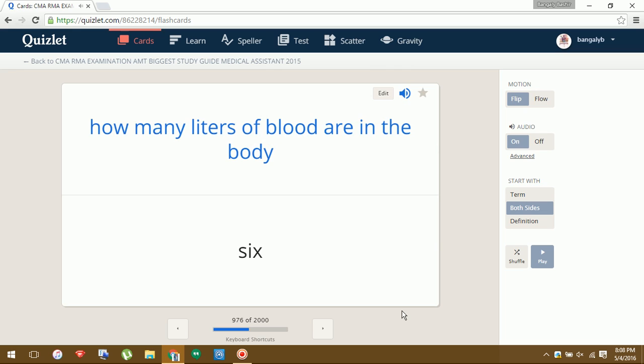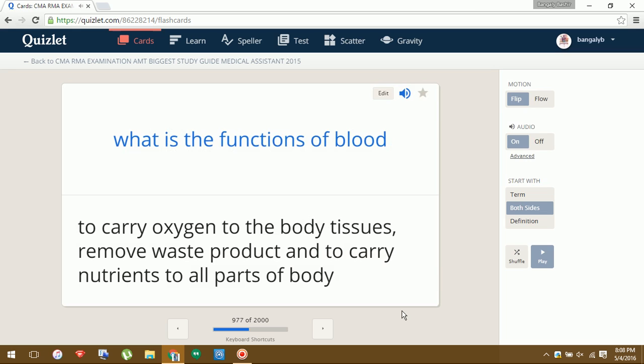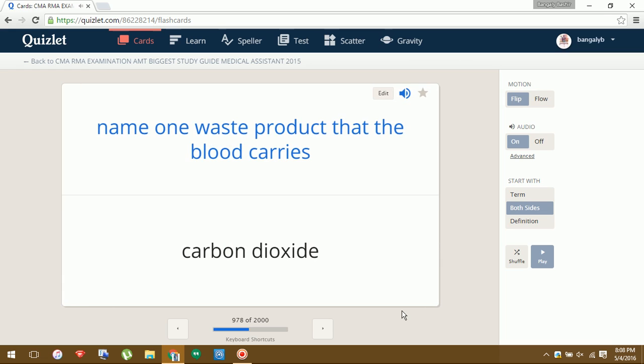How many liters of blood are in the body? 6. What is the functions of blood? To carry oxygen to the body tissues, remove waste product and to carry nutrients to all parts of body. Name one waste product that the blood carries. Carbon dioxide.